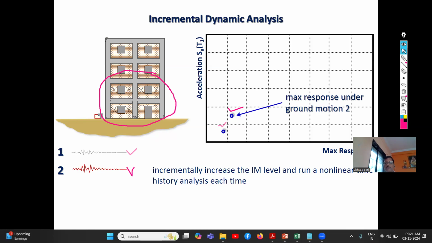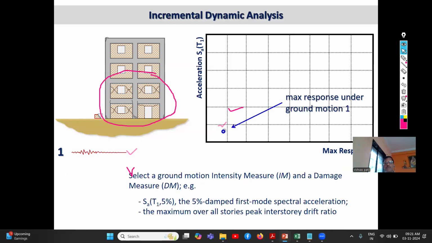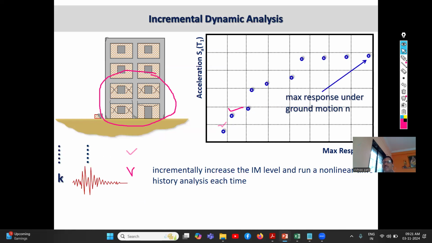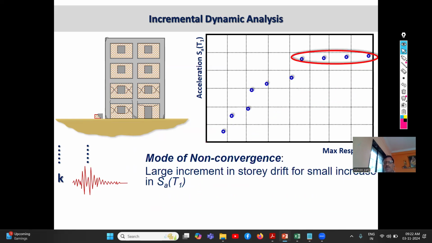Then go for the third step. So we have increased to 30%. And then go for 40%, 50%, 60%. Just go on increasing the intensity by changing the scale factor, and then note the responses, and we'll get points something like this. So this should continue up to what level? Again, there might be a question about this.